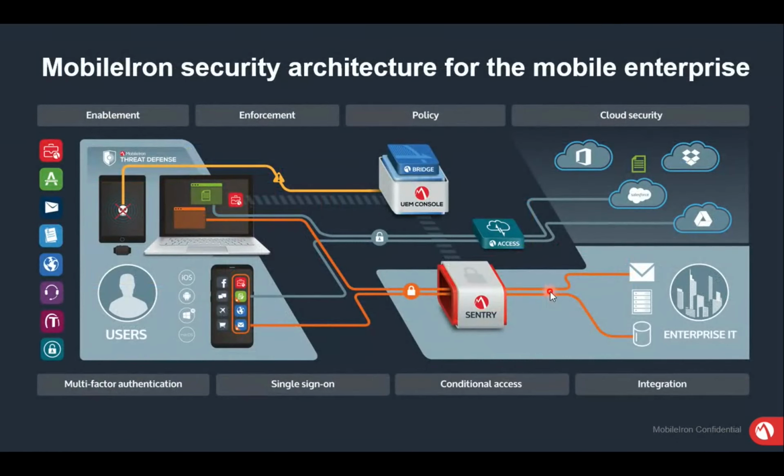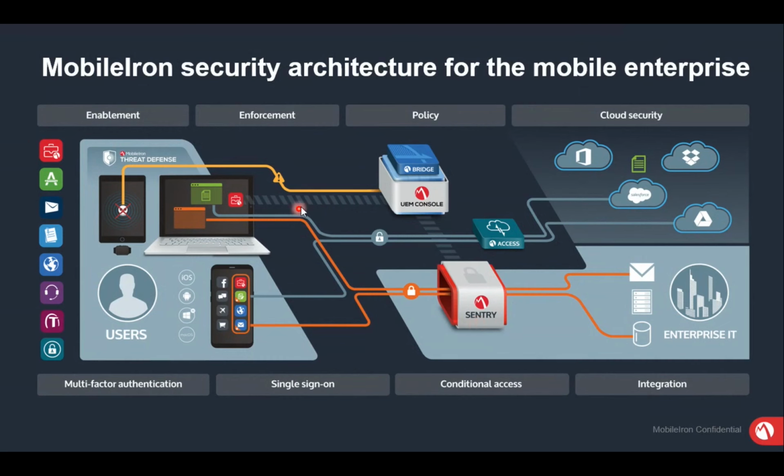So this is the high-level architecture of MobileIron. MobileIron comes with two main servers: one is the EM console and the other is the Sentry. The EM console is the heart of the solution, where you will manage devices, policies, configuration, users, groups, and everything. This EM console can be an on-prem server or a cloud instance. Sentry is just a gateway or a proxy to connect to the backend on-prem resources.